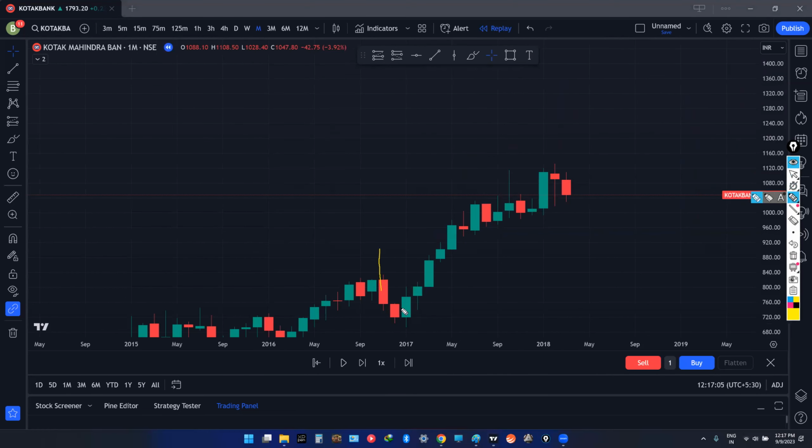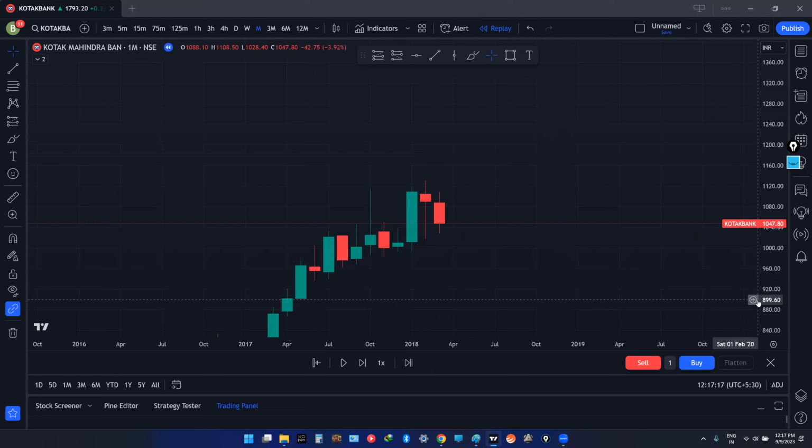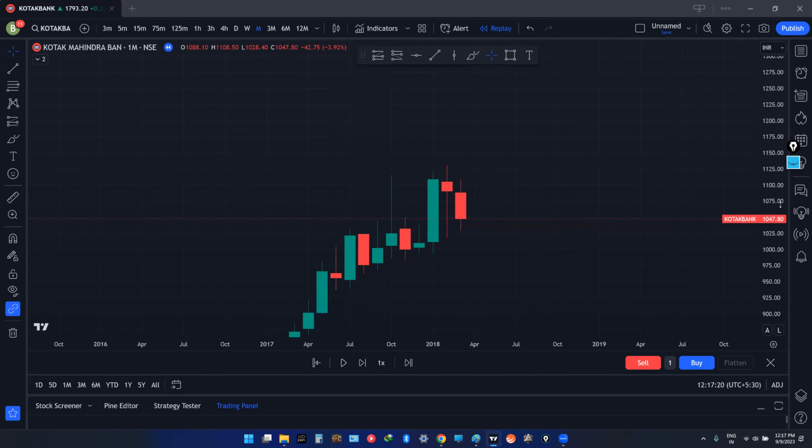I am not talking about how to capture this rally. It is not possible for you to capture each and every rally wherever you see in the chart. You have to only rely on your setup, and whenever your setup says that okay, now is the point to enter and exit, at that time you have to take your trade. It is not possible that every time you mint out money.